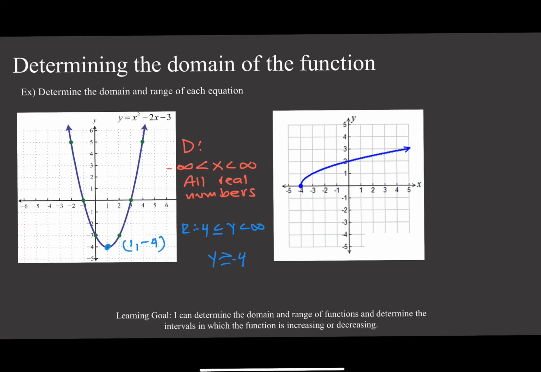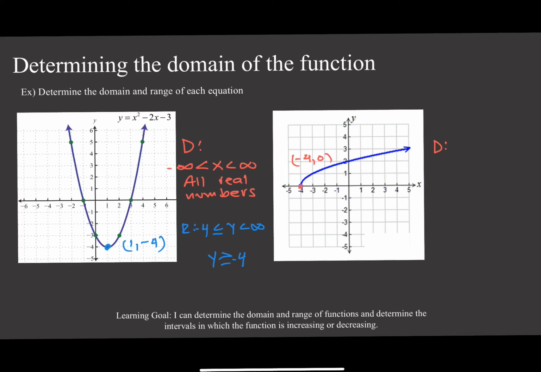And so for our next graph, we have an example of a square root graph where we see something similar, but for our domain, again, we're looking for our x values, and in this case, we do have a smallest x value, which would be at the point negative 4, 0.